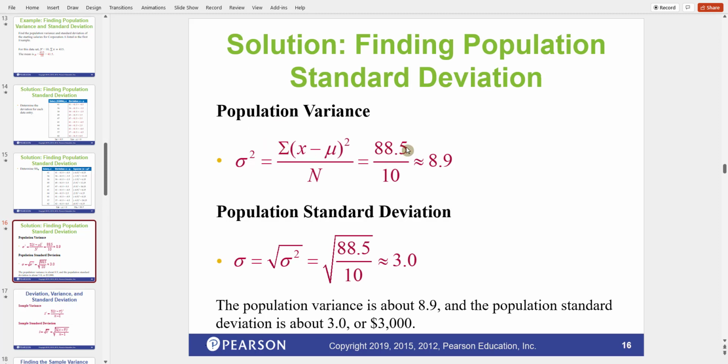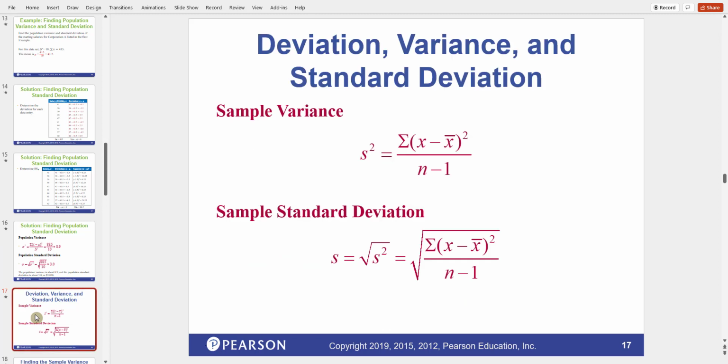Now that you've added them, you want to divide by the total number of data values. In this case, it is 10. So your population variance will be 88.5 divided by 10, which is approximately 8.9. To get the population standard deviation, I'm going to take the square root of 8.9, and it's approximately 3. So the population variance is about 8.9, and the population standard deviation is about 3, or $3,000, because remember, this was in thousands of dollars.